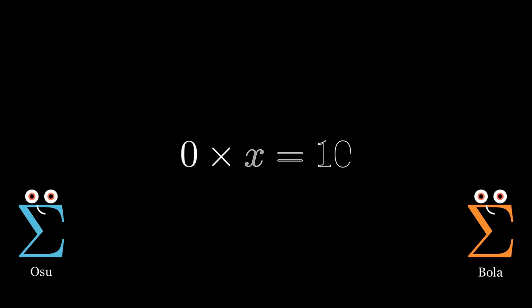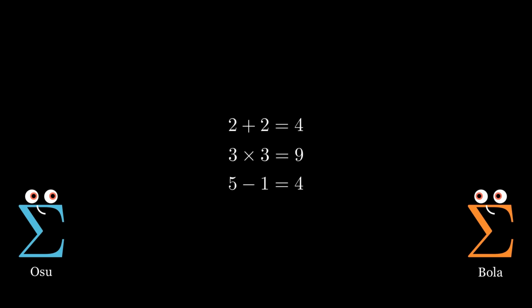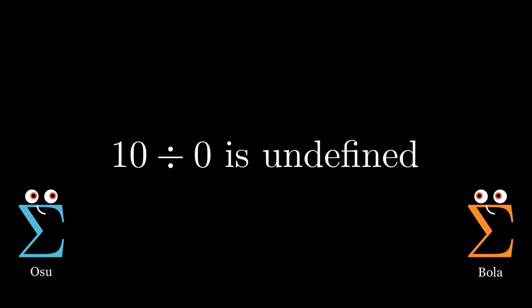Since no number can actually satisfy the equation, mathematicians make an important decision. Instead of forcing an answer, they declare the operation undefined. Now, undefined does not mean the answer is 0. It doesn't mean the answer is infinity. It means that the operation simply has no valid result within mathematics. So this protects the logical structure of arithmetic. Without this rule, contradictions will appear everywhere.